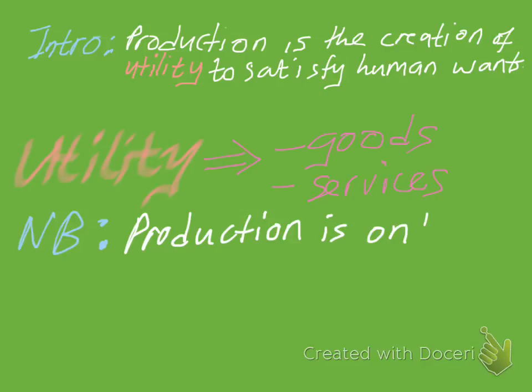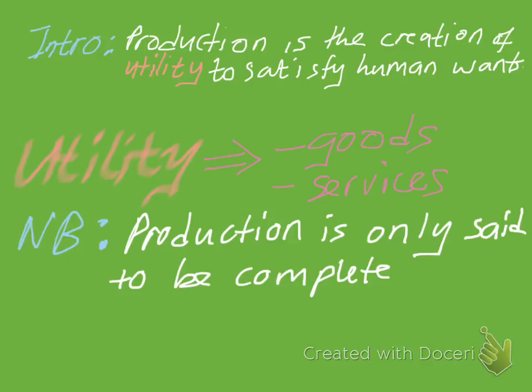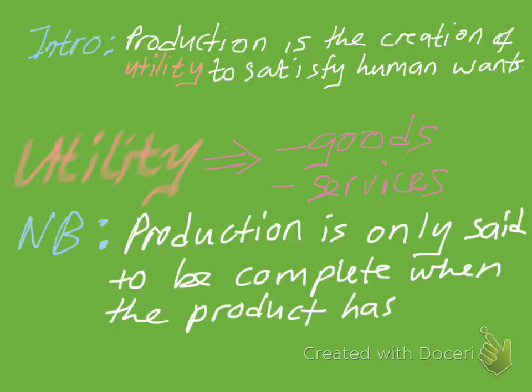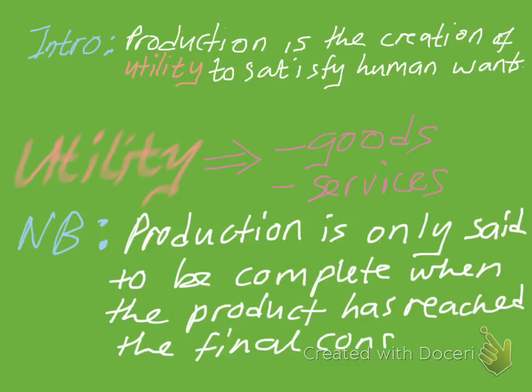Note, production is only said to be complete when the product has reached the final consumer. Note that if you make shoes, and you want to call it a production process, it's only complete when somebody has bought these shoes to resell or bought them and is wearing them. That is when you call that process production. It is complete at that moment.